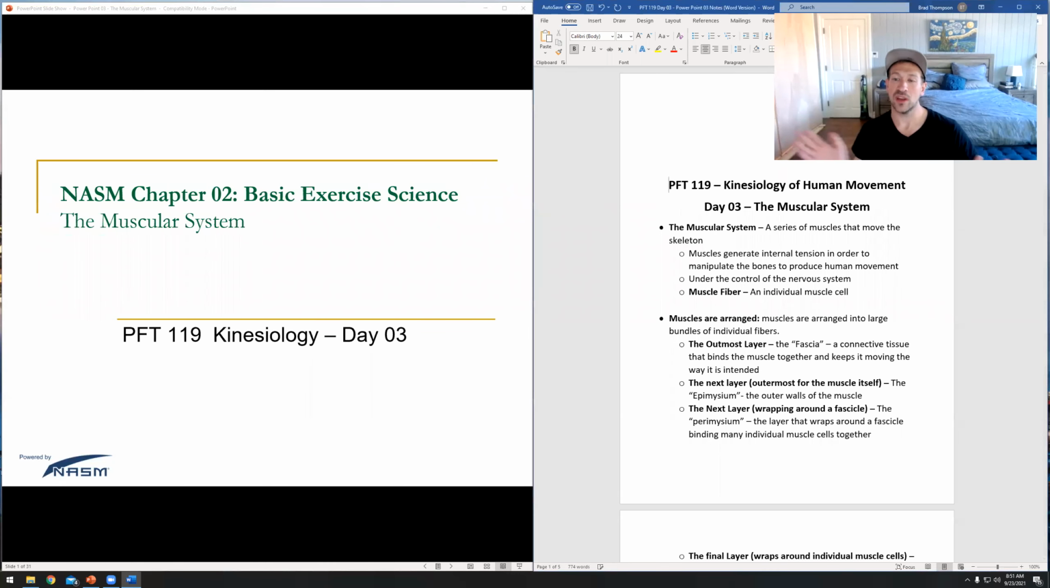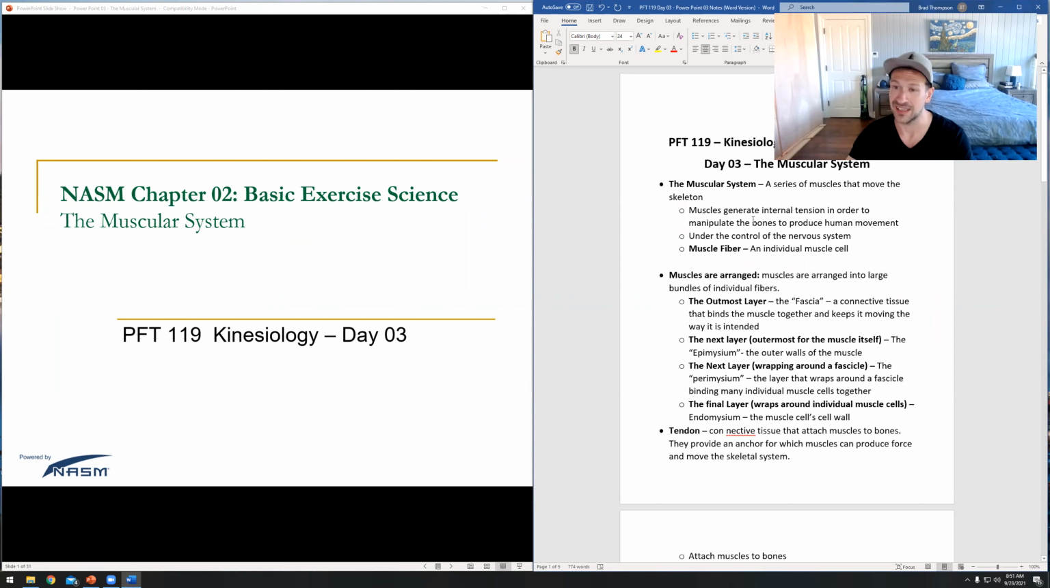All right, so we are looking at day three of PFT 119 today. We've got the muscular system. So we're wrapping up the kinetic chain. After we get this out of the way, we will have the entire human movement system covered. And then we can start really diving into the actual kinesiology, like the movement side of things, which will be really fun.